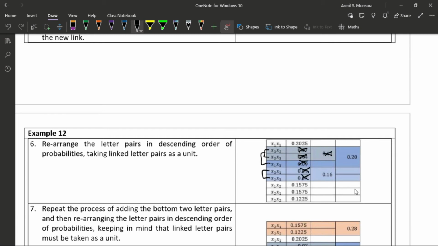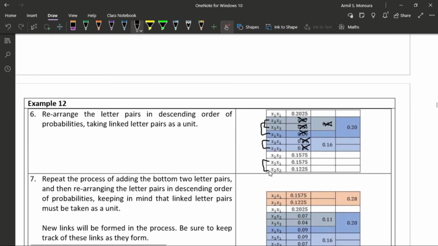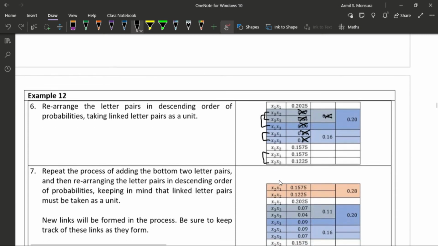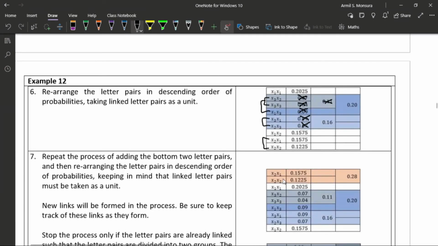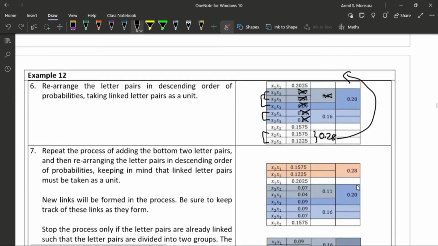Now we proceed with combining the lowest two again. In this case, the lowest two are these two alphabets. If we add them, that becomes 0.28. If this becomes 0.28 and we rearrange, the 0.28 is promoted to the very first position and becomes the highest probability, because 0.2025 is less than 0.28. It is even higher than the previous highest, so it goes to the first.